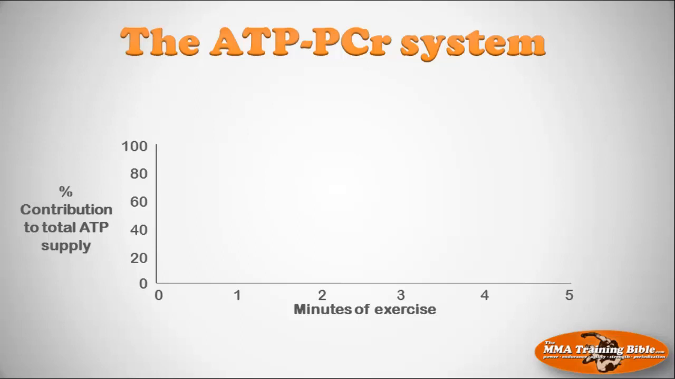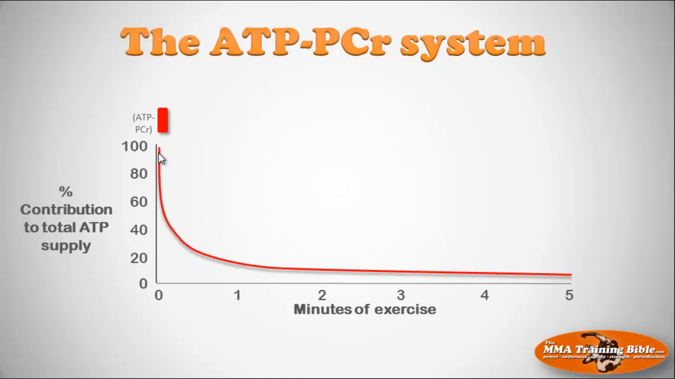Okay, so we're going to be developing this figure as we move through this lecture, this session, and other sessions as well. So what we're looking at is the percent contribution to the total ATP supply over here, ranging from 0 to 100%, and this is in minutes of exercise. So this time we're looking at is about the length of a round, so we're looking at 5 minutes in total. So let's have a look at what happens to ATP here, and we're going to build on this figure with all the other energy systems.